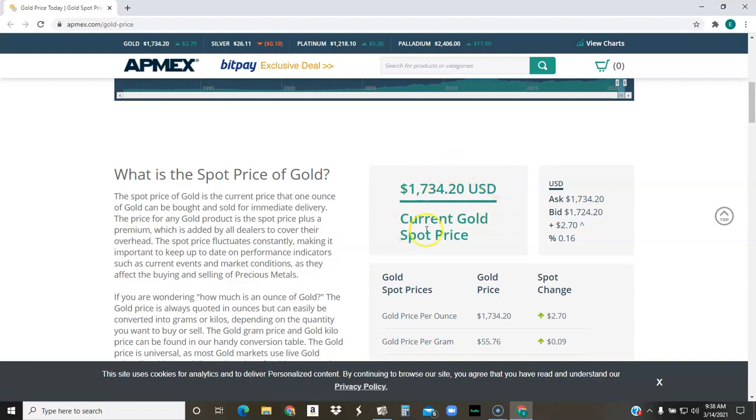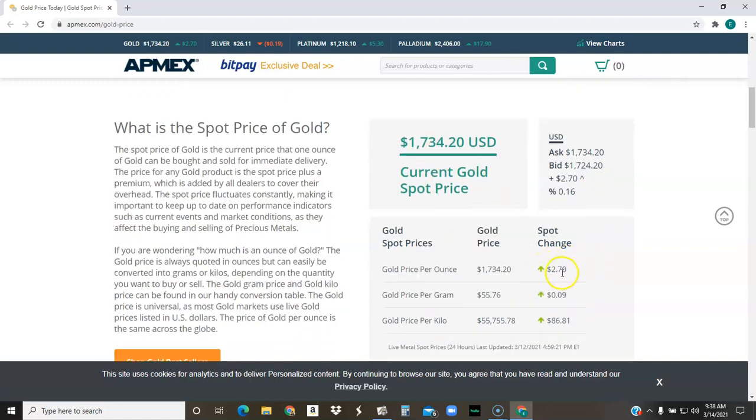But that'll fluctuate day to day, and you can see whether it goes up or down. Went up a couple bucks. Yeah, kind of interesting. Gold will go with the market. So that's the price of gold right now, $1,700 an ounce, which is a lot.